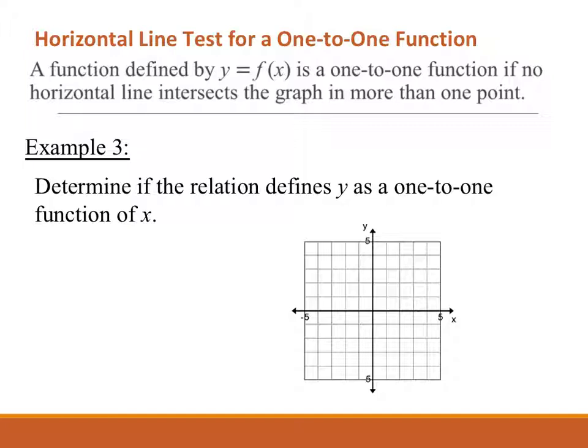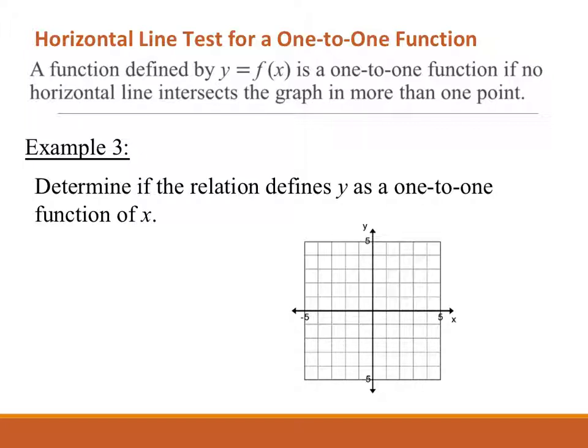So to determine whether or not we have a one-to-one function graphically, we do what's called a horizontal line test. So a function defined by y equals f of x is one-to-one if no horizontal line intersects the graph at more than one point.